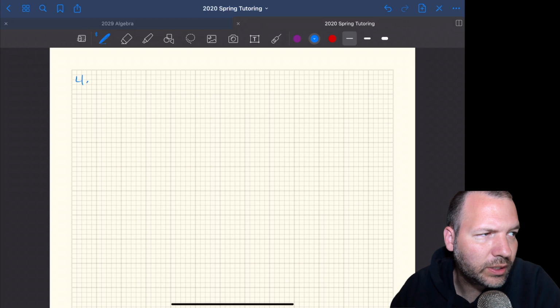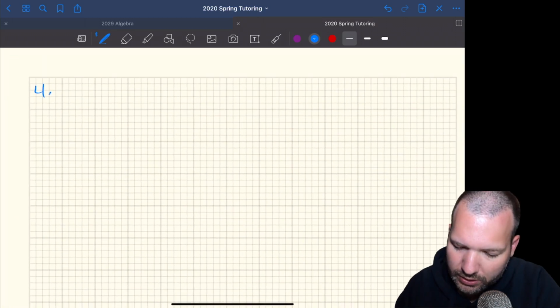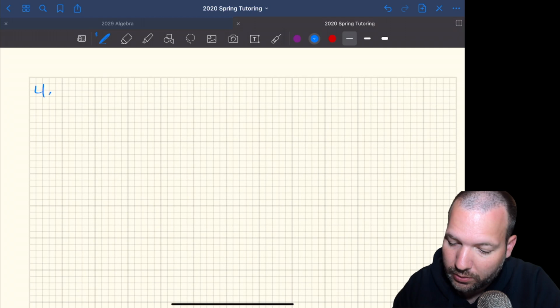If y varies inversely as x and y is -6 when x is 9. Well, that's the same relationship we saw a second ago. x times y equals k.